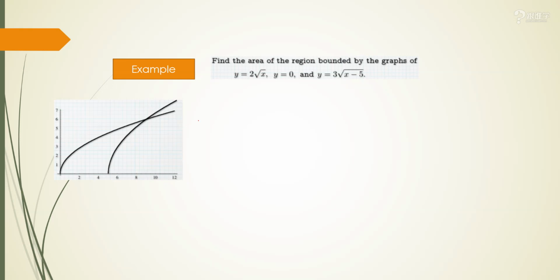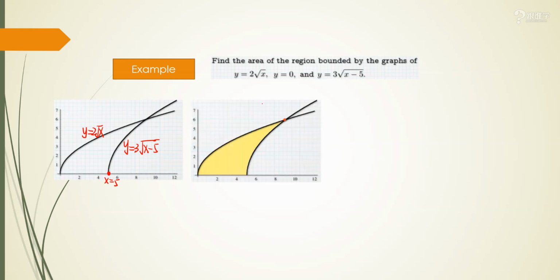For this problem, let's firstly draw the two graphs. Okay, they are shown here. This is a graph of y equals 2 times the square root of x, and this is a graph of y equals 3 times the square root of x minus 5. So this curve touches the axis at x equals 5. Clearly, the region of interest is shaded in yellow now, and as usual, we need to determine firstly the points of intersection, which will be our limits of integration.